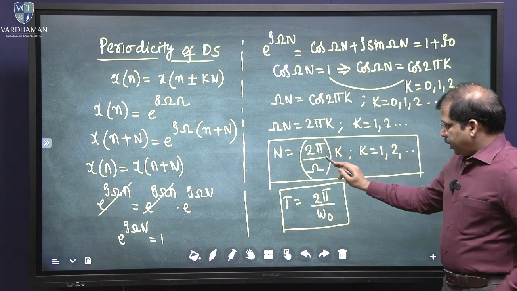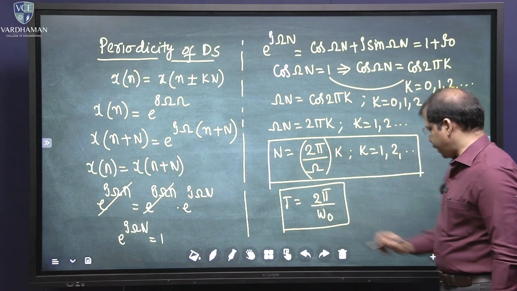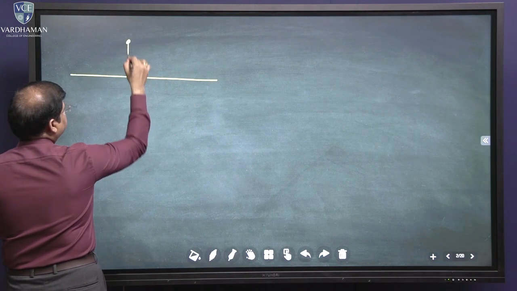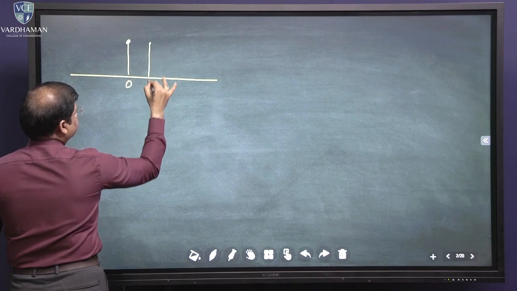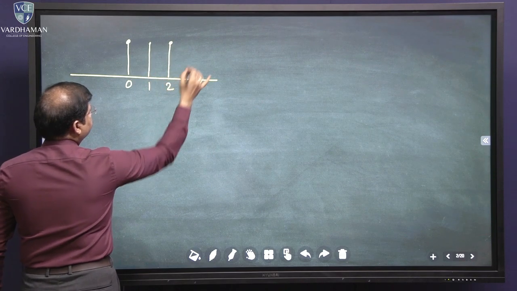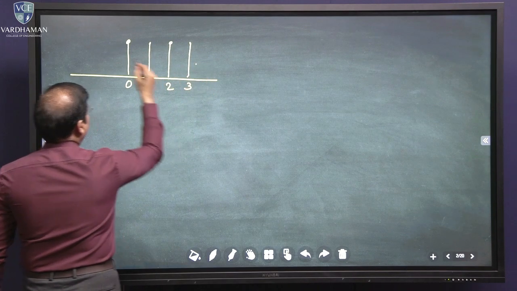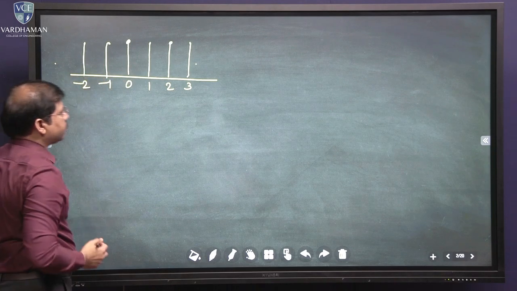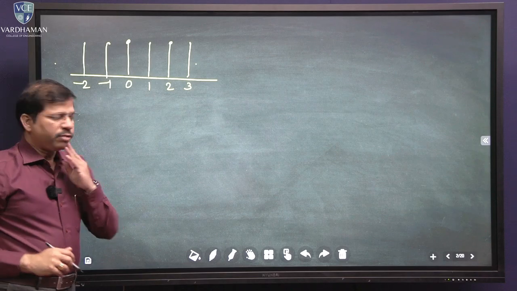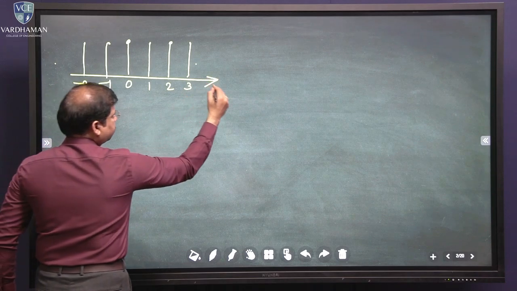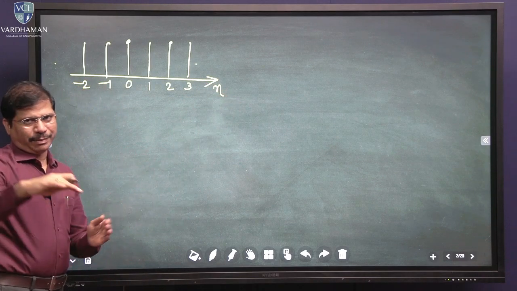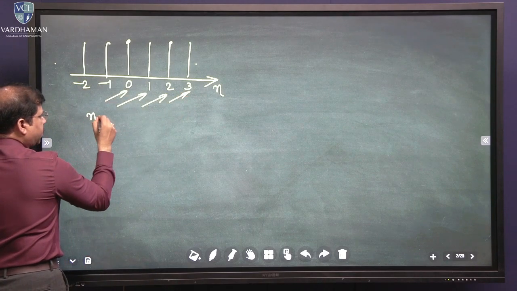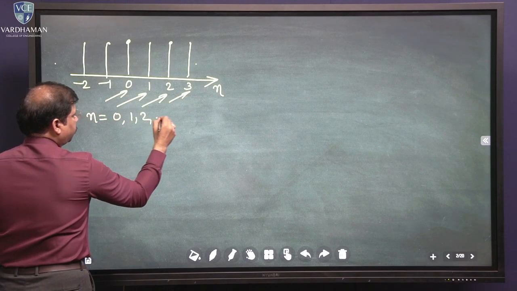Now here, what is this n? If you look at a discrete signal, this is 0, this is 1, this is 2, this is 3 and so on. This is minus 1 and this could be minus 2. I have taken some signal like this. This is the x-axis, which is nothing but the time axis. Now look at the n values, that means n equals 0, 1, 2, 3 and so on.